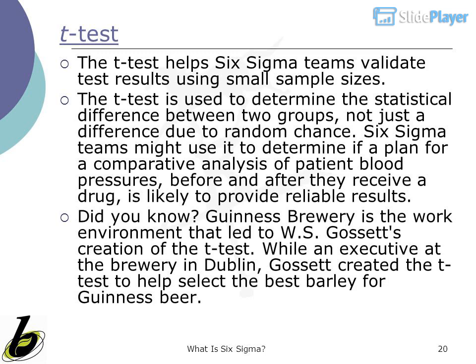Did you know? Guinness Brewery is the work environment that led to W.S. Gosset's creation of the T-test. While an executive at the brewery in Dublin, Gosset created the T-test to help select the best barley for Guinness beer.